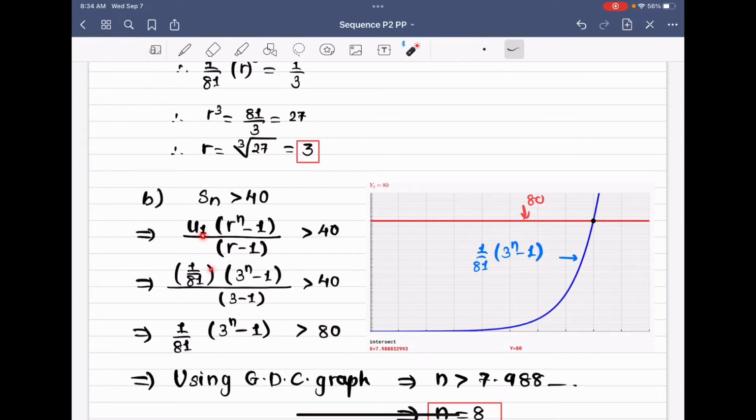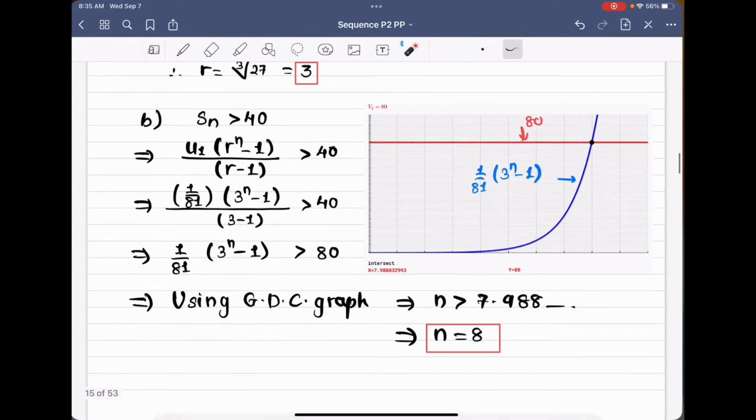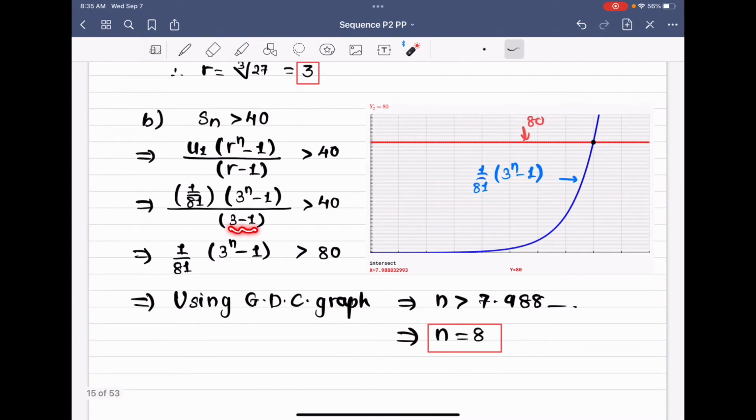u1 is 1 over 81, substituting that. r is 3, 3 raised to n minus 1 over 3 minus 1 is greater than 40. Now 3 minus 1 is basically 2, multiplying both sides by 2 or transfer on the other side, 40 times 2 becomes 80. So 1 over 81 times 3 raised to n minus 1 is greater than 80.